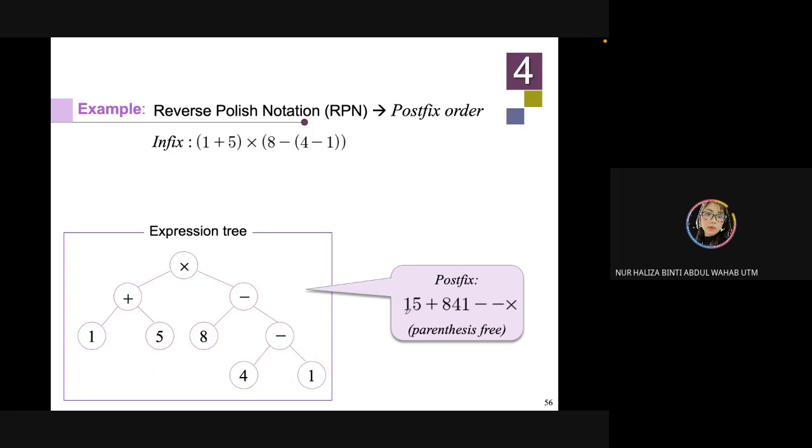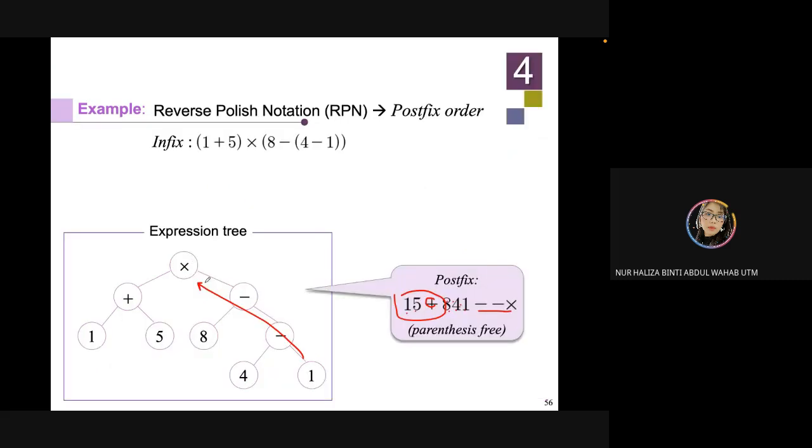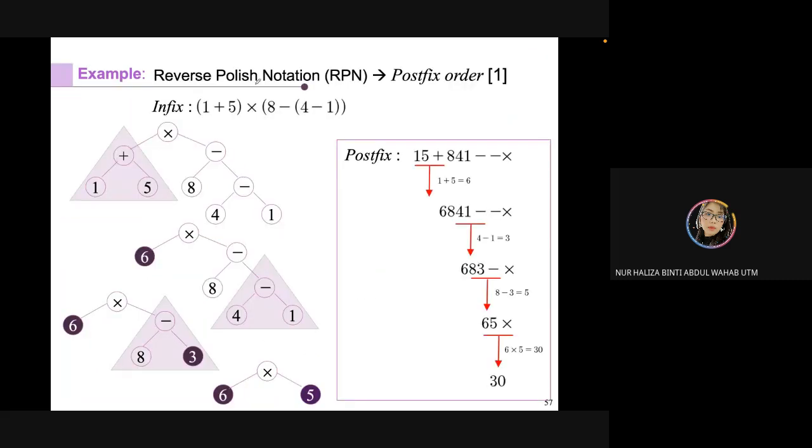So we have 1, 5 parents. This will be our left, right, right, right, 8, 4, 1, and then parents. From 1 until above is our parents. So here you can see step by step. Just now you come to see maybe. Then you can see here step by step. We have this.